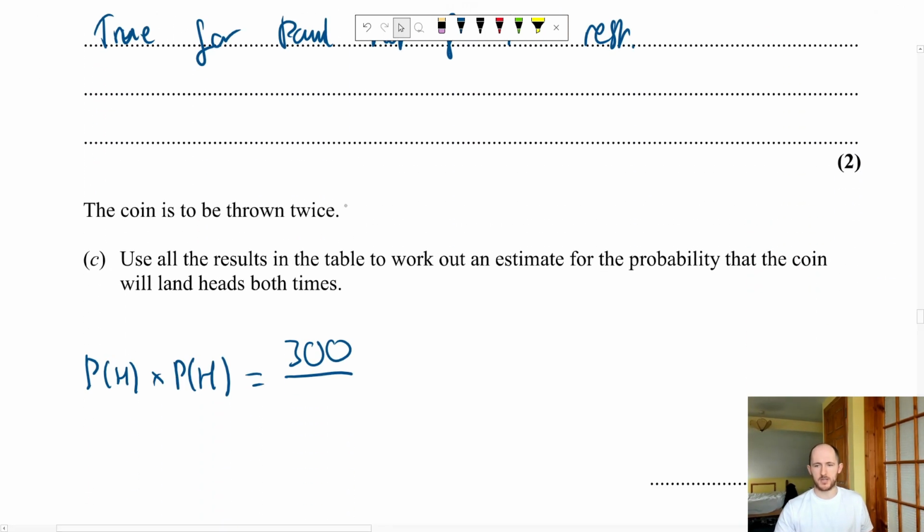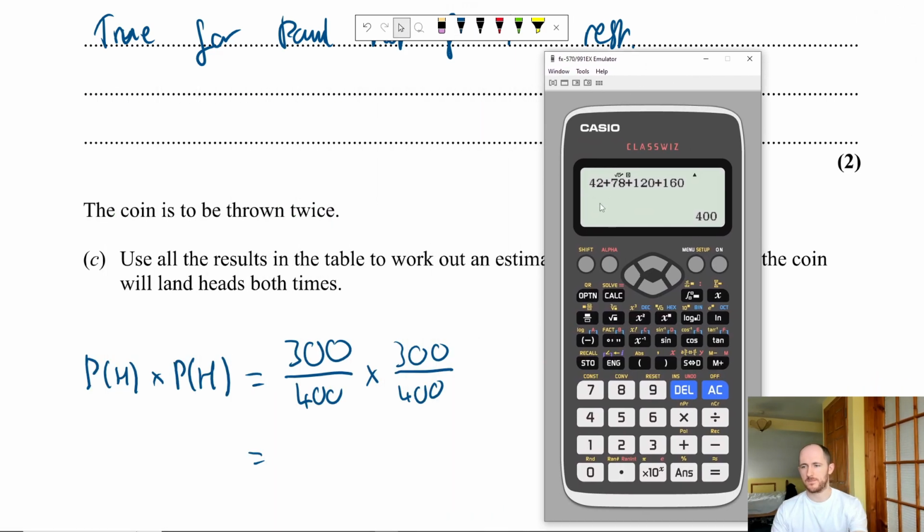You might notice that that just simplifies down to 3 over 4. But we're going to times it by itself, right? Because the probability of getting a heads won't change from throw to throw. So I'm just going to write it out as I see it, but that is the same as just 3/4 times 3/4.